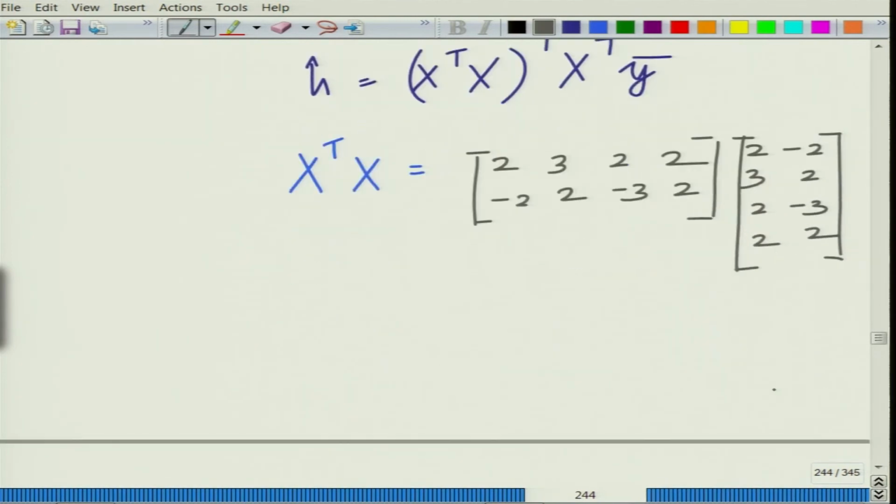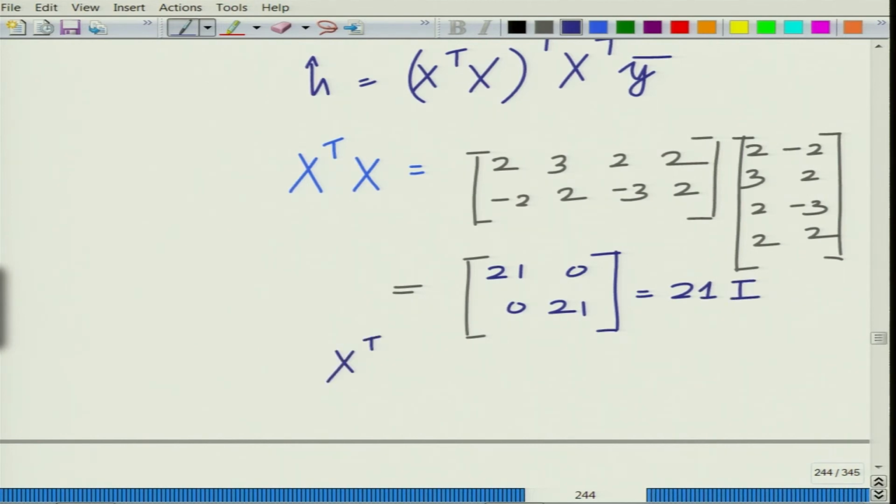Now, if you look at this, you will notice something interesting. This is equal to 21 times the identity, a 21 diagonal matrix, which implies that X transpose X inverse equals 1 over 21 times identity. Since the pilot sequences are orthogonal, X transpose X is a diagonal matrix. Therefore, X transpose X can be easily inverted. This makes it computationally much easier to evaluate the channel estimate.